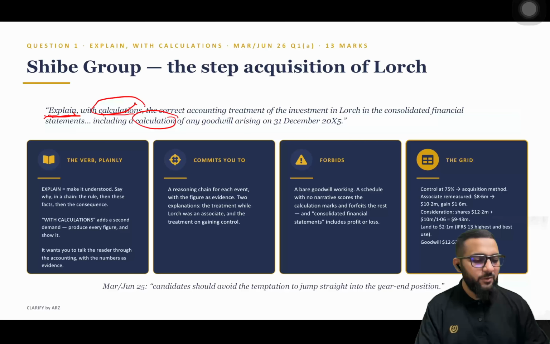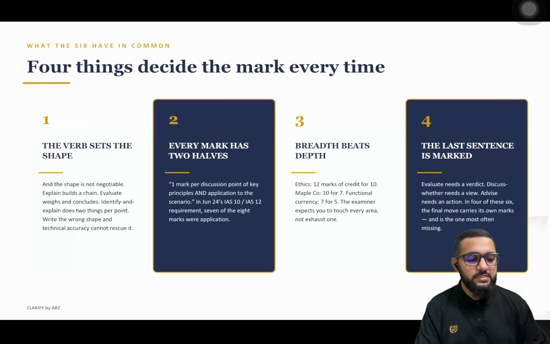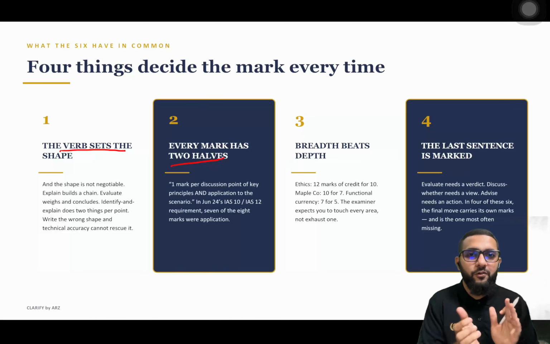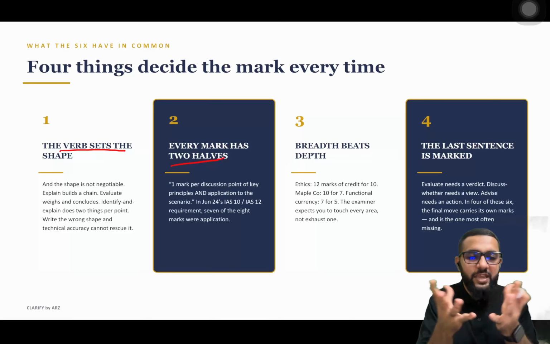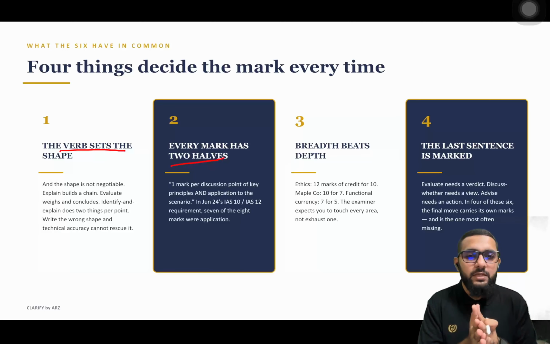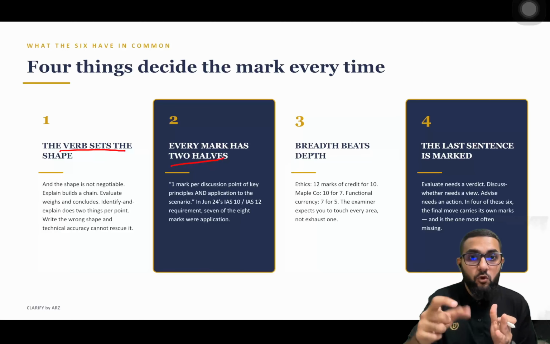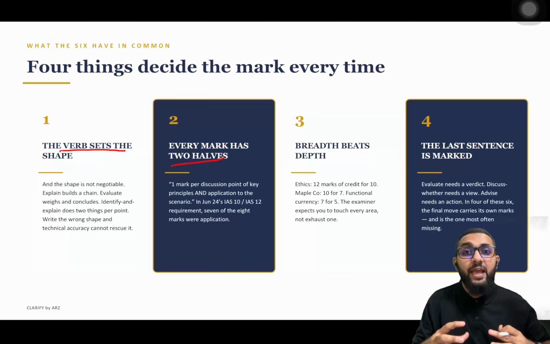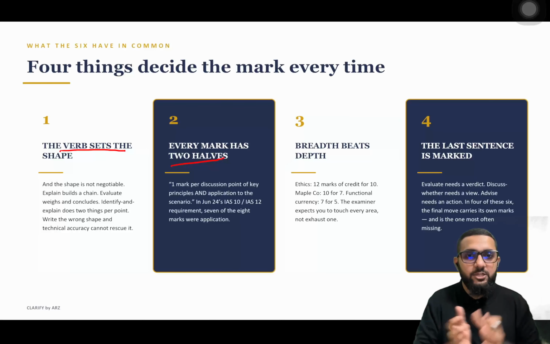And we also have seen how it applies to different questions, 6 different questions. So remember, the verb sets the stage or sets the shape. Every mark has 2 halves. One is going to be for the knowledge or principle. One is going to be for the application. So marks could be dependent; some would carry heavier marks for application than knowledge. Some would give equal marks for both. But remember, every question would have marks for knowledge and application.